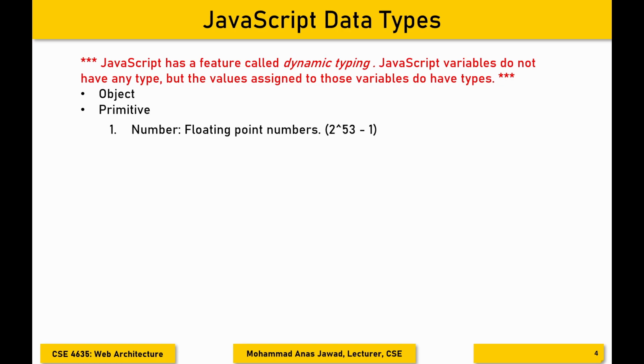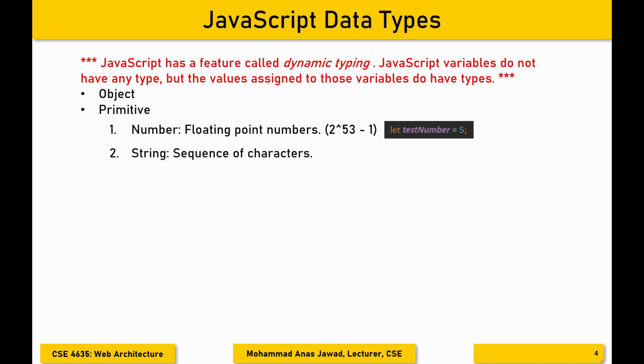So the number data type is any kind of floating point number, and it can be up to the limit 2 to the power 53 minus 1. Now, in case of languages like C++ and Java, we have a distinction between floating point numbers, integers, and so on, right? However, such is not the case when it comes to JavaScript. All numbers are floating point numbers. So even if you create a variable like this, let test number is equal to 5, this 5 is going to be stored as 5.0, okay?